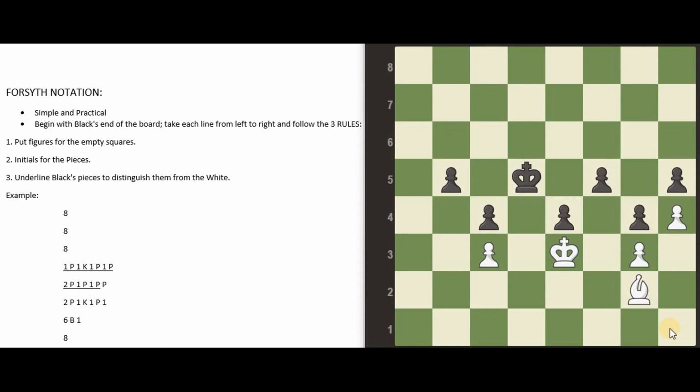So this is all about the Forsyth notation. In the next video we will discuss the algebraic notation or the modern notation. Hope you guys enjoyed this video and thanks for watching.